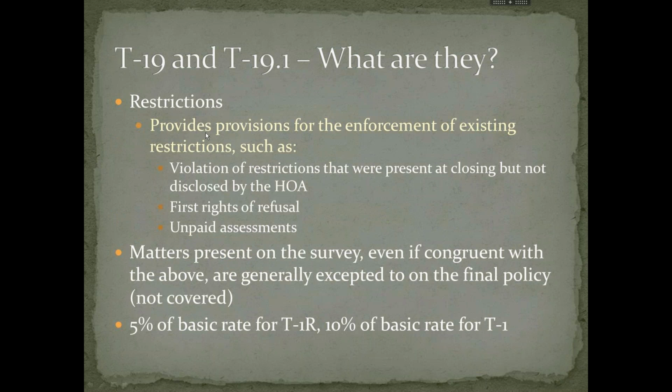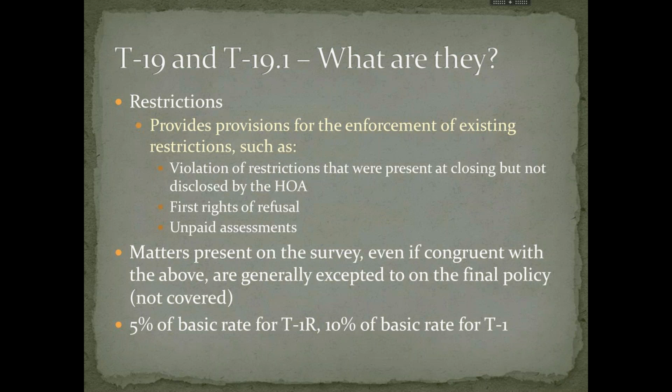The last topic here in the R, right, is for restrictions. And this provides provisions for the enforcement of existing restrictions, such as the violation of restrictions that were present at closing but not disclosed by the HOA, or first right of refusal, or unpaid assessments, right? So if any of those things rise up, the T19 or the T19.1 would insure against that, right?